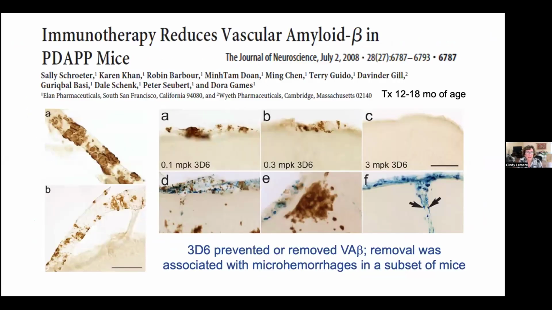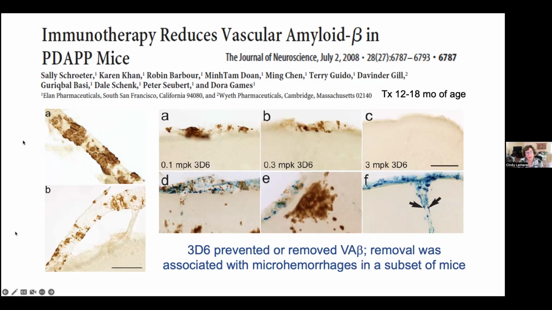And then finally, Sally Schroeder and Dora Games from Milan Pharmaceuticals, the folks that were working on bapineuzumab clinically. They did a study in PDAPP mice from 12 to 18 months of age. We've done a lot of work with this model. At 12 months of age, they have some vascular amyloid, but not a lot.